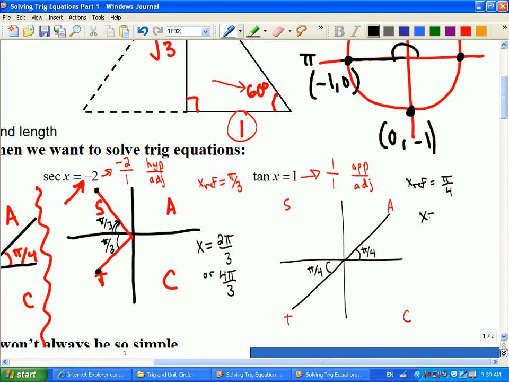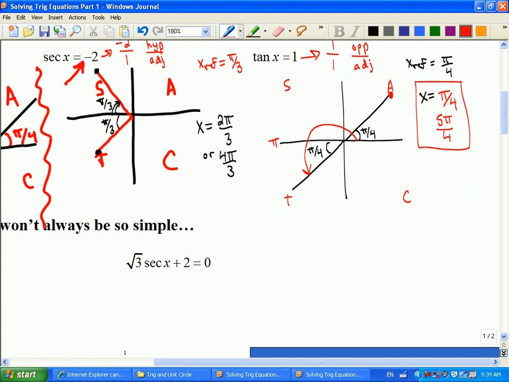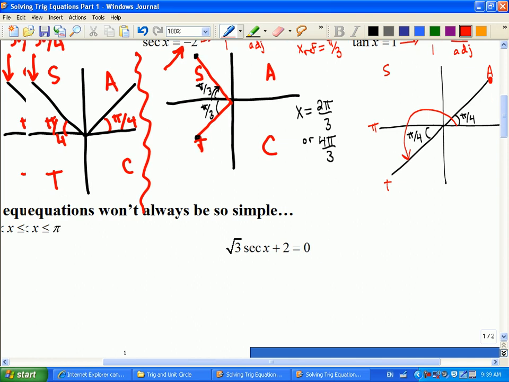So one of my answers is going to be the first quadrant angle, which is just as you see it, pi over 4. The other one is going to be all the way around. That's pi plus pi over 4, so 5 pi over 4. Can I just see by show of hands how many people were able to work that through? Oh, genius. Okay, let's move on then. Question?